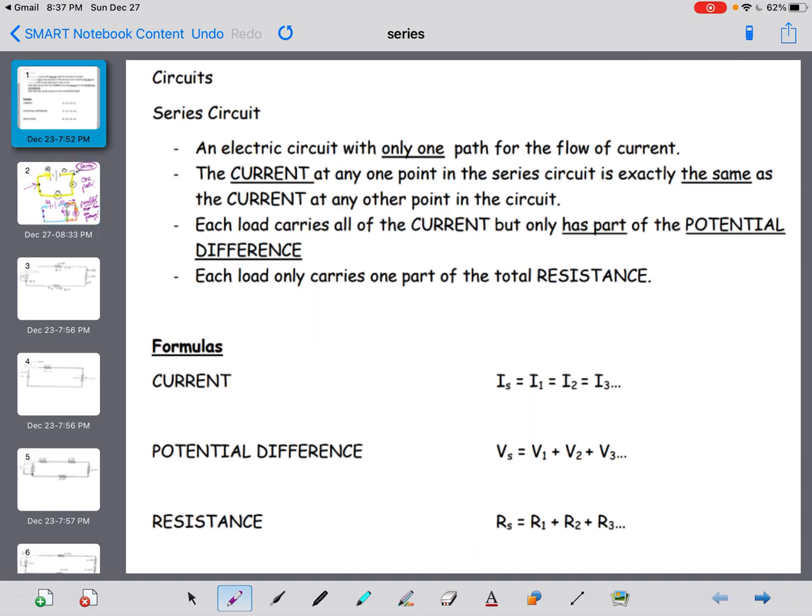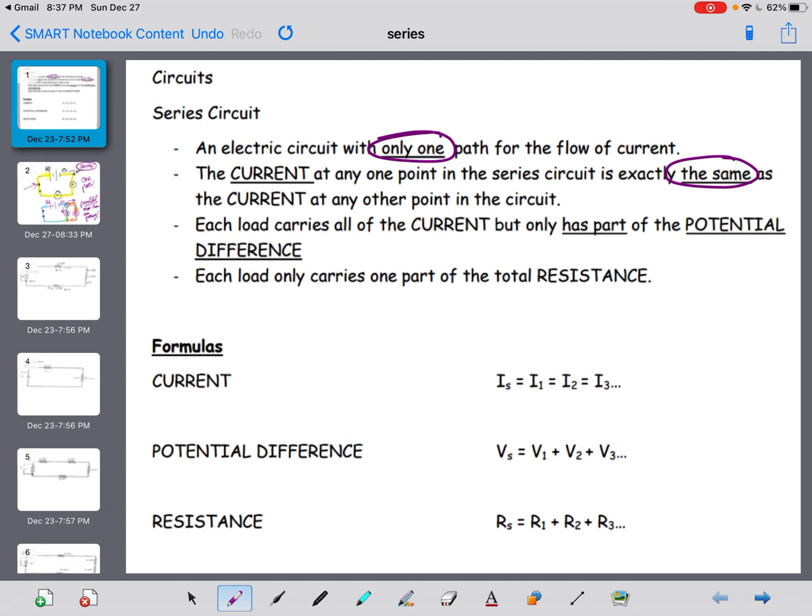Okay, so a series circuit is where you have only one path for the flow of current. So the electrons are flowing in only one direction, or I should say only one path. The current, so there's three things, right? Three variables that we look at in circuits: current, potential difference, or voltage, and resistance. So current is always exactly the same no matter where you measure the current.